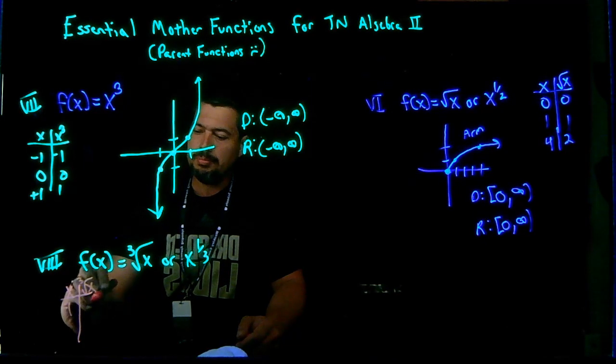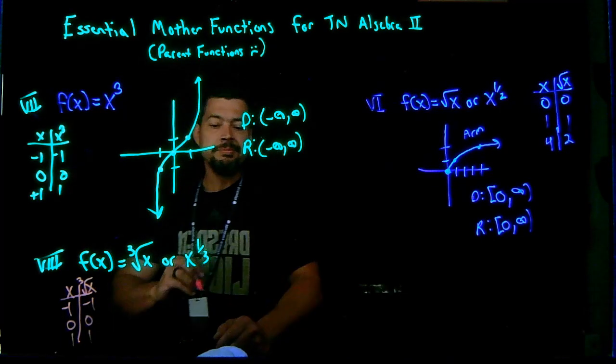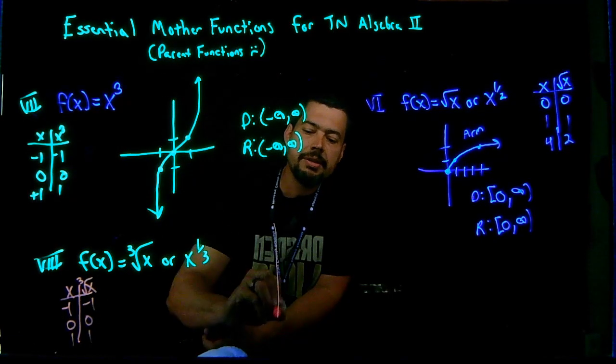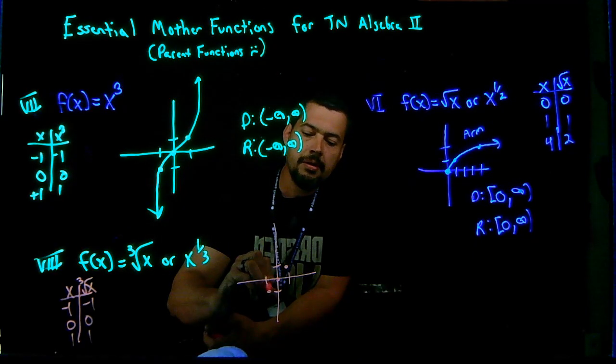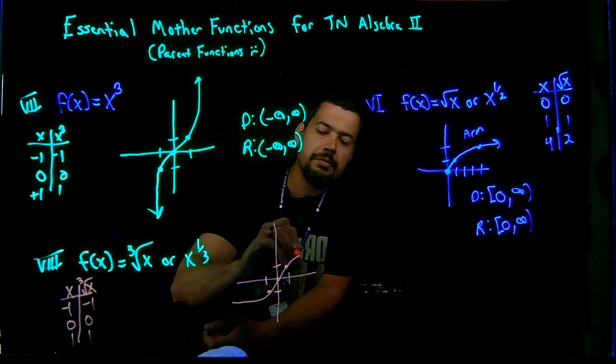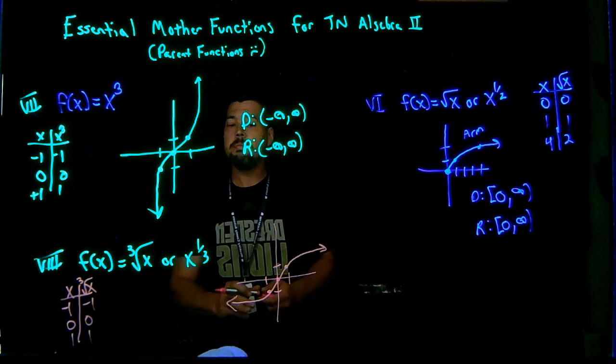If you take the cubic root of -1, you still get a -1. If you take the cubic root of 0, you still get a 0. You take the cubic root of 1, you still get a 1. So it's got the same 3 points. But the difference is it's horizontal as opposed to vertical.